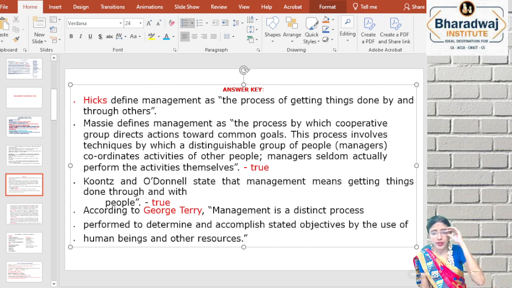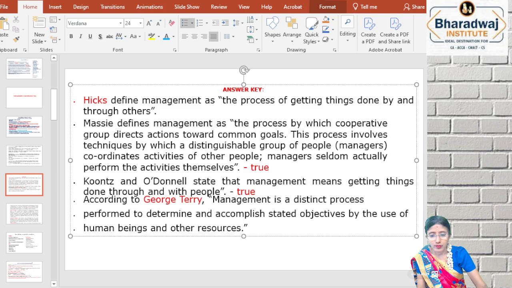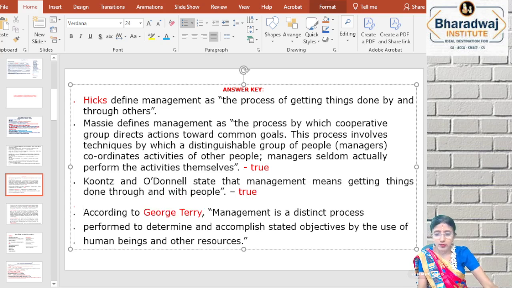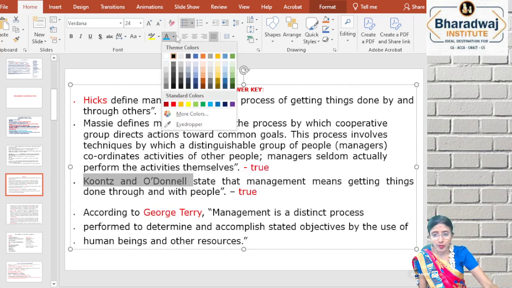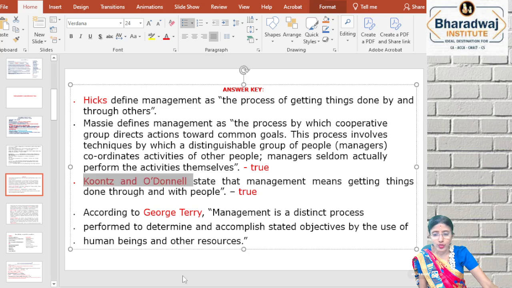Are you understanding? Read. It's defined management as a process of getting things done by and through others. Marx. Yeah, this whole definition is true. This is one type of question, no? We read this, no? Whether the Maase has given this means yes, he was the one who gave this. Go to the third one. Kuhns and O'Donnell states that the management means getting things done through and with people. See, true, yes. Remember the name of the experts.